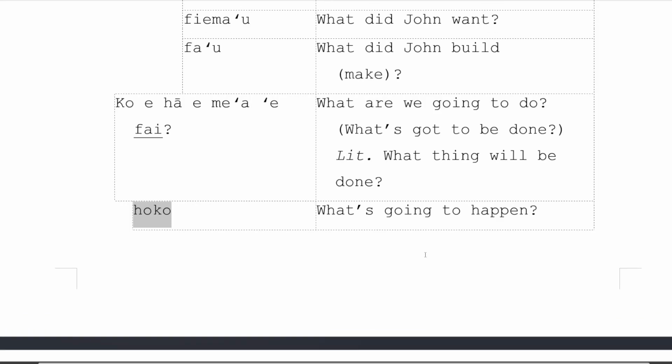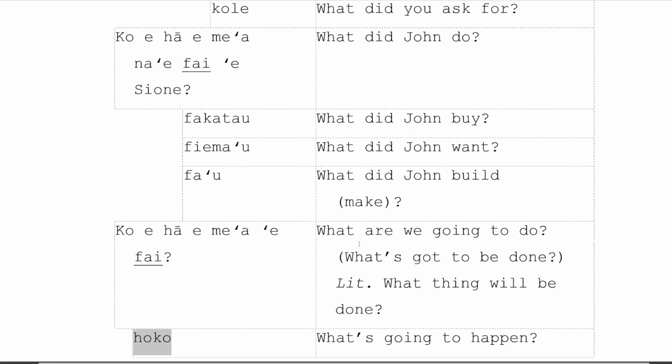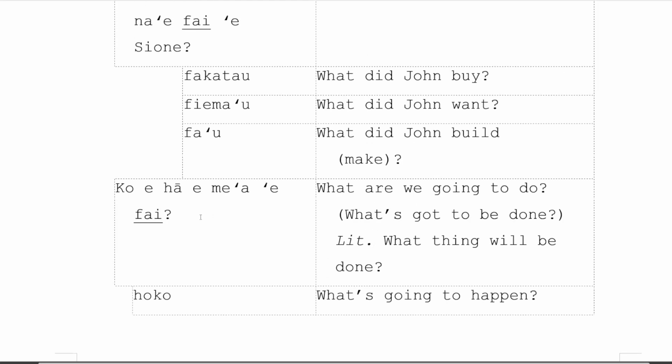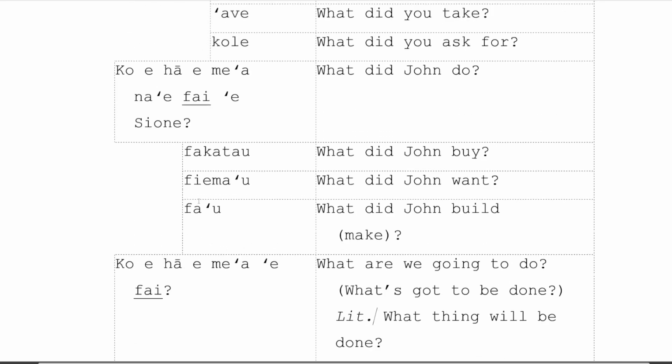Let's take a pause right here and make some notes on the sentences we've just been saying. Koe ha'a mea e whai is something that's said very often in Tongan. It has the idea of what are we going to do, or what do we have to do? Literally, we're saying koe ha'a, what, the thing, will be done. What thing will be done? It's usually a question that we ask other people or the group we're with: what are we going to do today? What are we going to do? Or what's going to happen today?